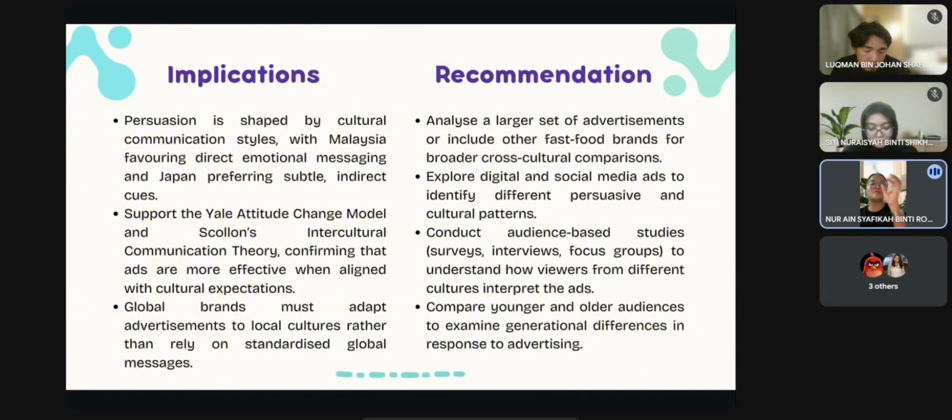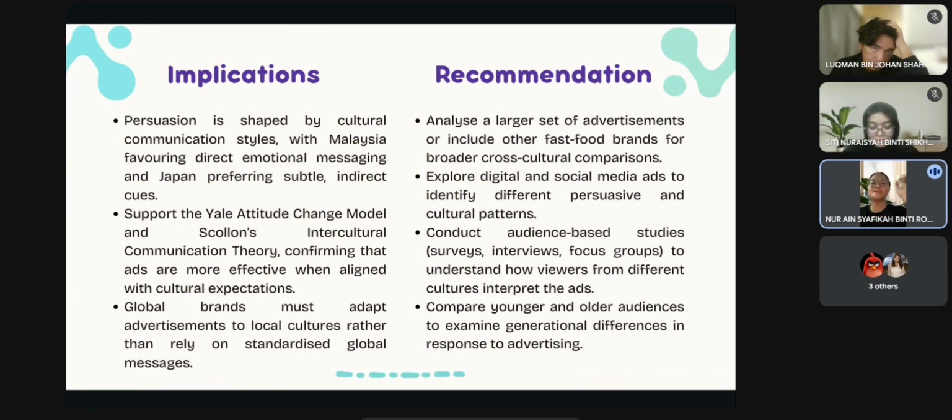standardized global messages. So next, for recommendations, based on our study, we recommend several steps for future research. First, analyzing a larger set of advertisements, or including other fast food brands, could provide broader cross-cultural insights. And the second one is exploring digital and social media advertisements, which could reveal different persuasive and cultural patterns.